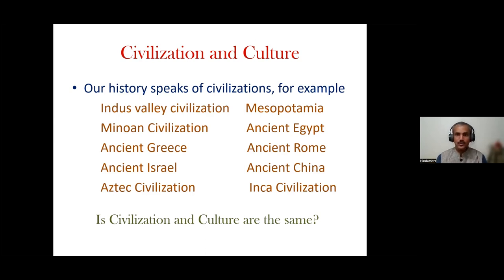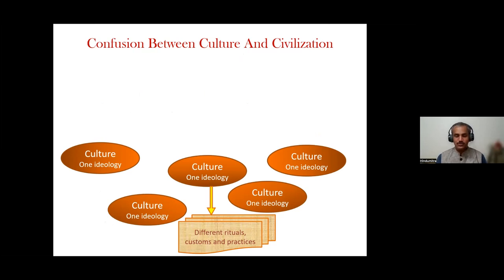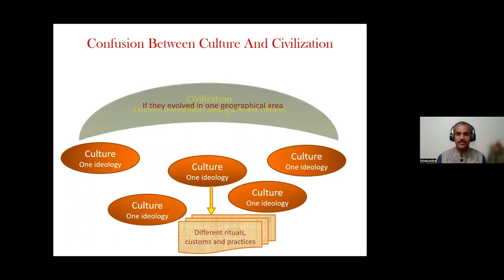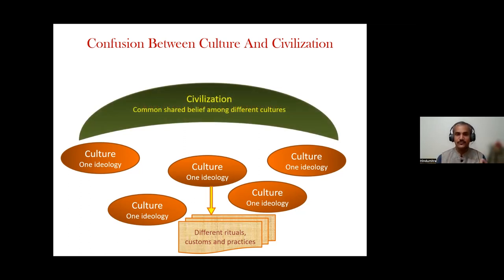So to understand that, we have to understand these aspects. As we have just seen, each culture has its own fashion of viewing things. So for example, say there are five different cultures here. They have different ritual practices, customs and practices, and they see the world in their own unique way. All right. But if all these five cultures evolved in one geographical area, they share something because of the intermixing. And those shared common beliefs of different cultures come under the umbrella of civilization.